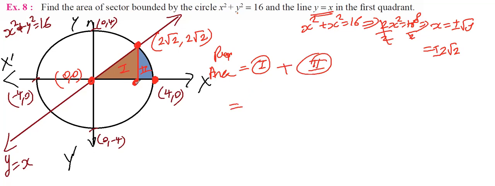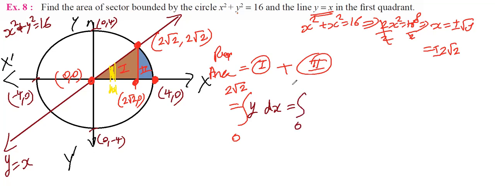So first, what is this coordinate? This coordinate is 2 root 2 comma 0. So here I am going to have integration from 0 to 2 root 2, and this is the elementary strip which I have taken. What is this elementary strip? It is dx. So I will write here dx, and then this is y, so I will write here y. What is the value of y? The value of y of this equation is y is equal to x. So next I will write integral 0 to 2 root 2 of x dx.